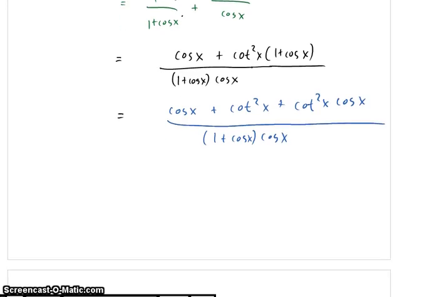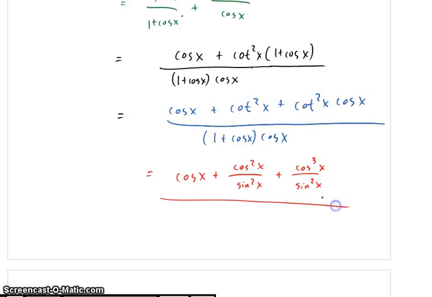All right, so looking at this, what should we do? At this point, I think we're probably going to change everything to sine and cosine. So I'm going to change those cotangent squared x's and see what happens. So this is cosine squared x over sine squared x plus cosine cubed x, because I've got cosine squared over sine squared x. That's interesting. Over 1 plus cosine of x times cosine of x.